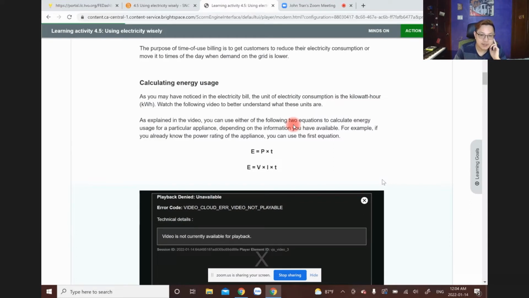So in the electricity bill, the unit of electricity consumption is kilowatt hour. It has hour in there, which means time. So it means that you take the amount of watt, which is the power of your equipment, times the hours that you use it, and you will get the amount of energy that you use in that month. You have to pay.